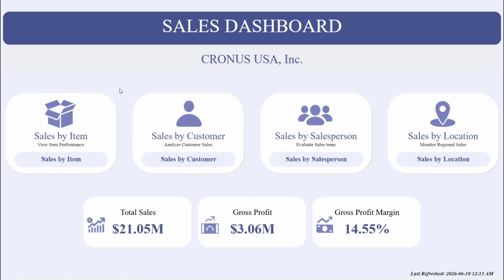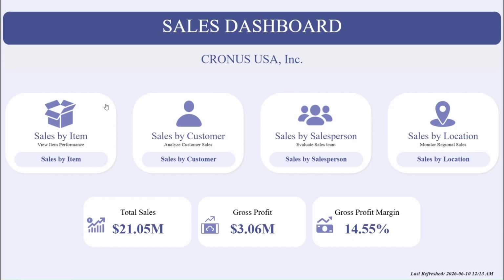The dashboard also displays key business indicators of total sales, gross profit, and gross profit margin. These KPIs provide an immediate overview of overall business performance. Now we go through our pages one by one.